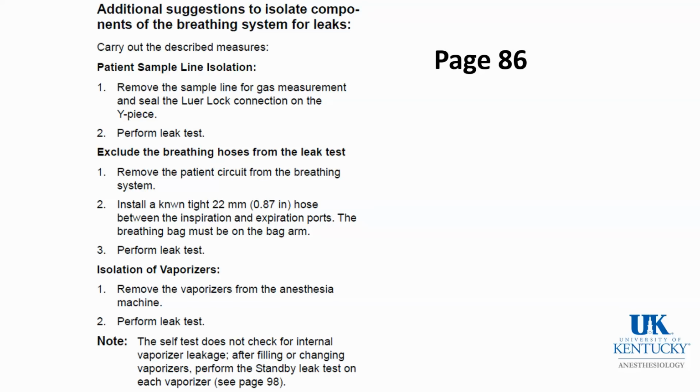So from the Dräger manual, there's a screen capture showing some suggestions for determining where the leak is, and if you isolate specific items and perform the leak test, you will be able to detect most likely whether or not the sample line is the site of the leak, or whether it is the breathing hose, or if it is the vaporizer.